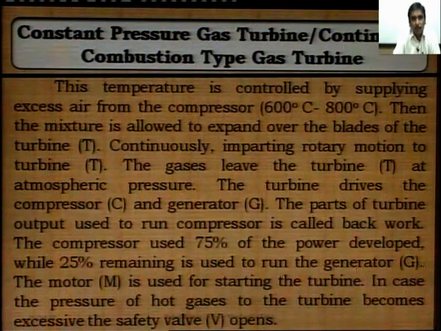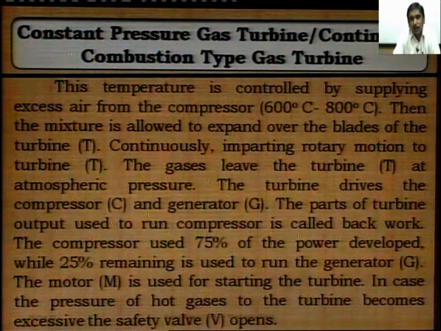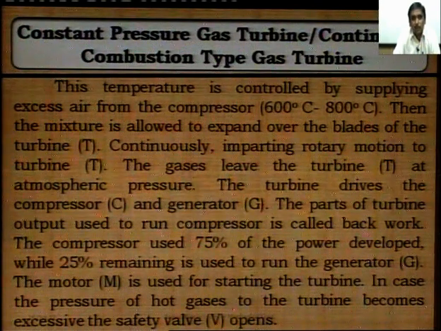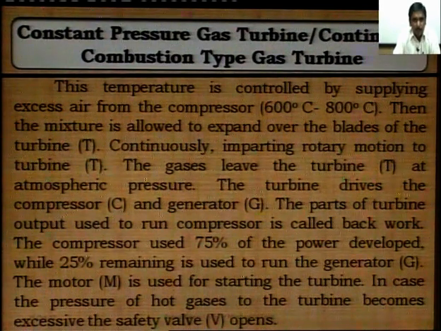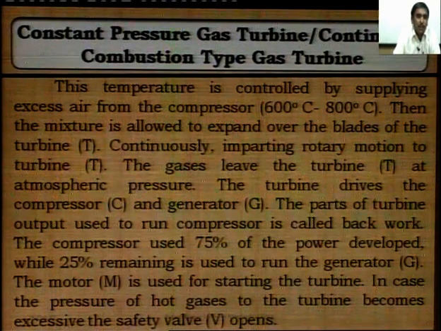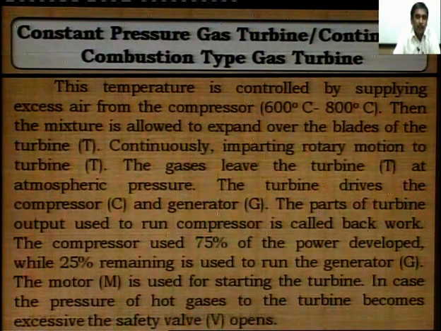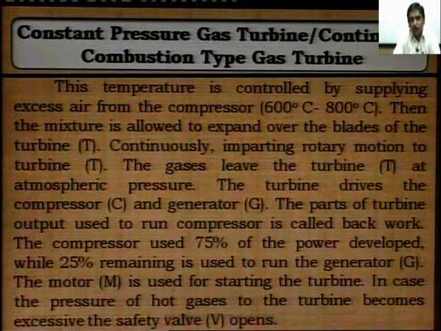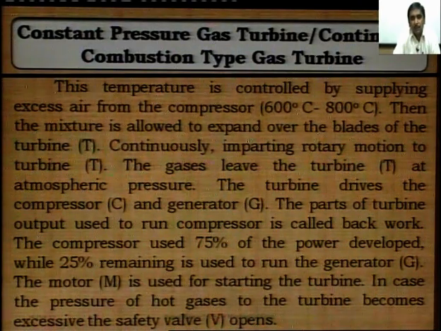The turbine drives the compressor C and generator G. The part of turbine output used to run the compressor is called back work. The compressor uses 75% of power developed, while the remaining 25% is used to run the generator G. The motor M is used for starting the turbine. In case the pressure of hot gases to the turbine becomes excessive, the safety valve B opens.